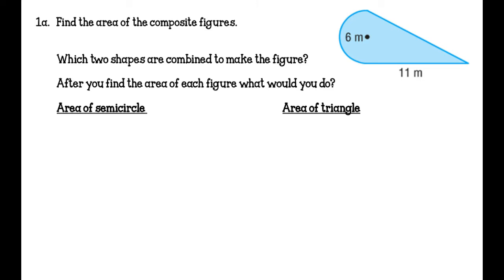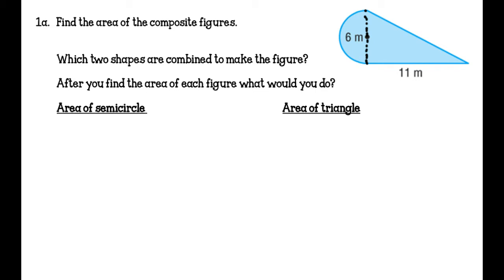1A, find the area of the composite figures. Which two shapes are combined to make the figure? After you find the area of each figure, what would you do? So the first thing we're going to do is draw a line here. And we notice that this is a semicircle and a triangle.